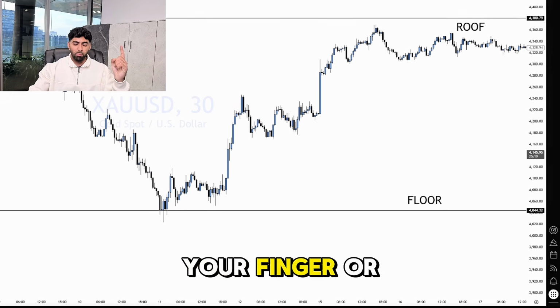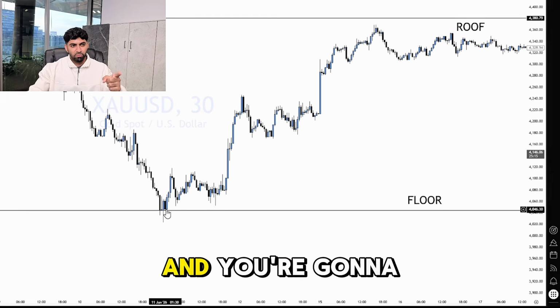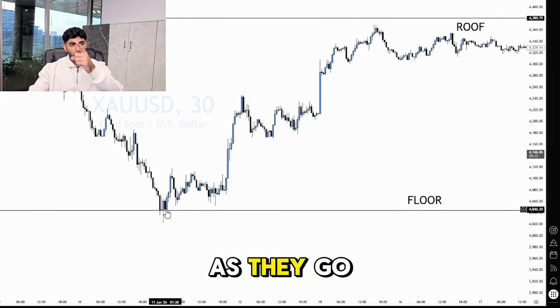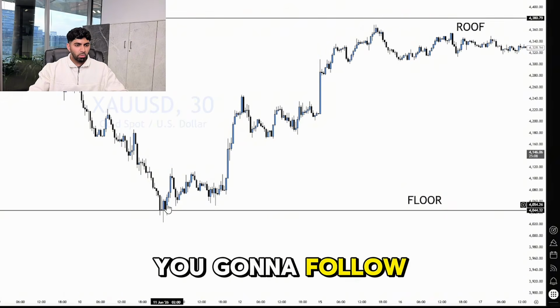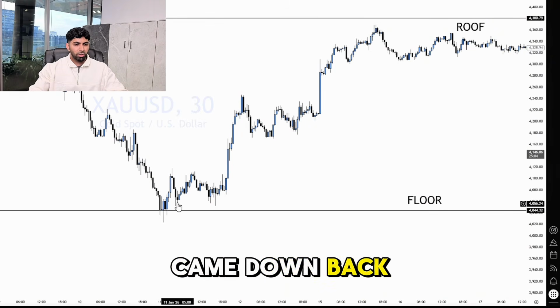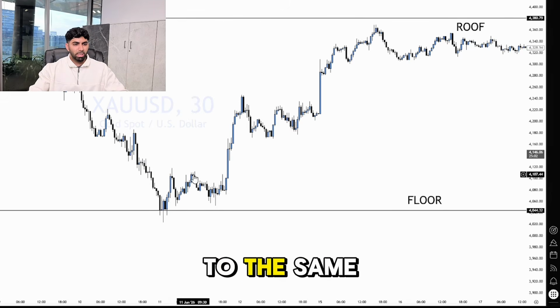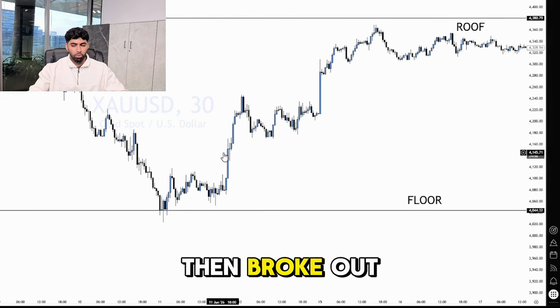You're going to take your finger or your mouse in this instant and you're going to trace from there, and you're going to follow the candles as they go up and as they come down, right? So you're going to start off here at the bottom, you're going to follow it going up, up, up. You see it hit this high point and then came down back to the floor, went back up to the same point again, hit this, came back down, and then went up again and then broke out, right?